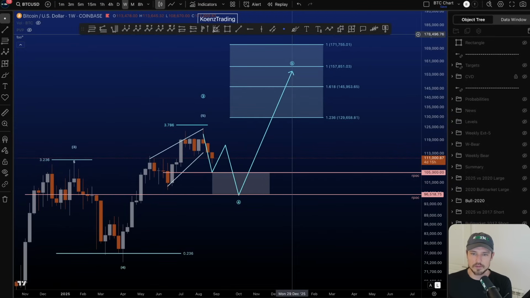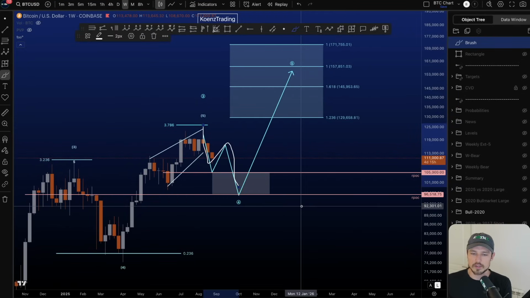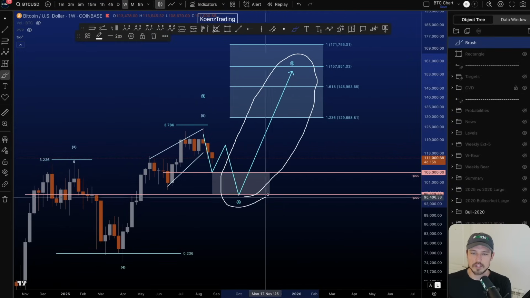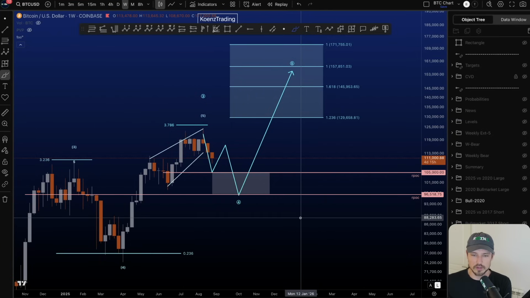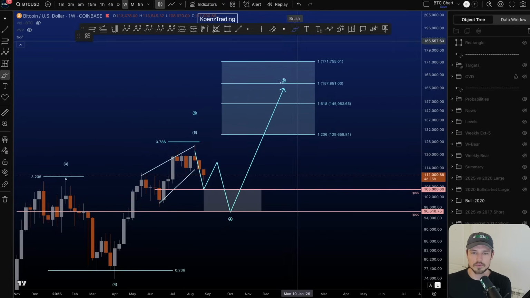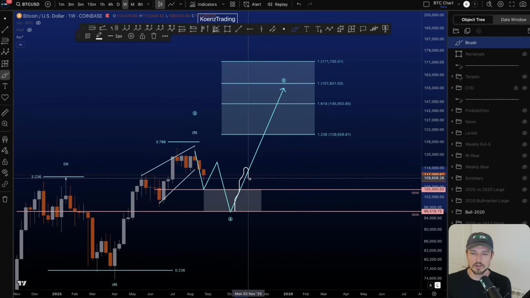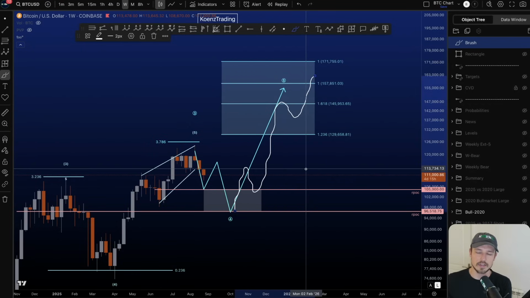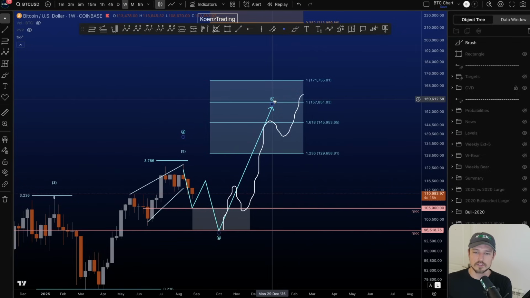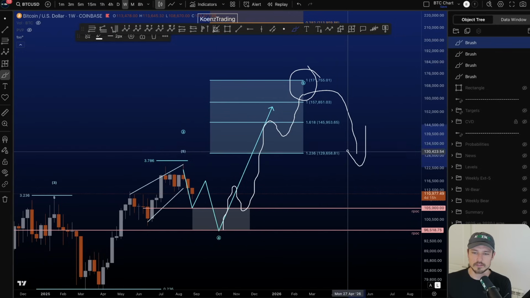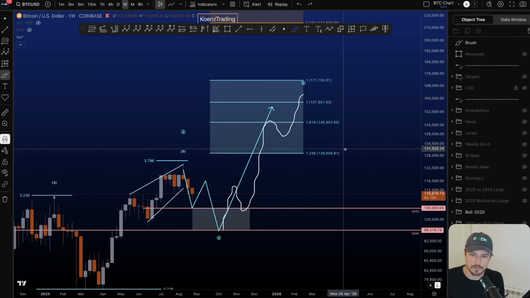Now after wave 4, we are then looking for a final leg towards the upside in a wave 5, which internally should be a 5-wave structure. So we're looking for wave 1, wave 2, wave 3, wave 4, wave 5 on a daily time frame. Once this wave 5 is finished, you finish the bull market, and that's when the bear market starts.